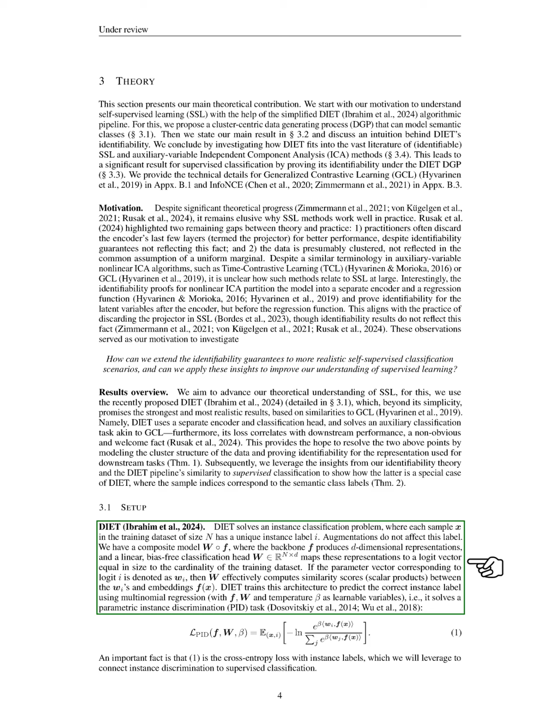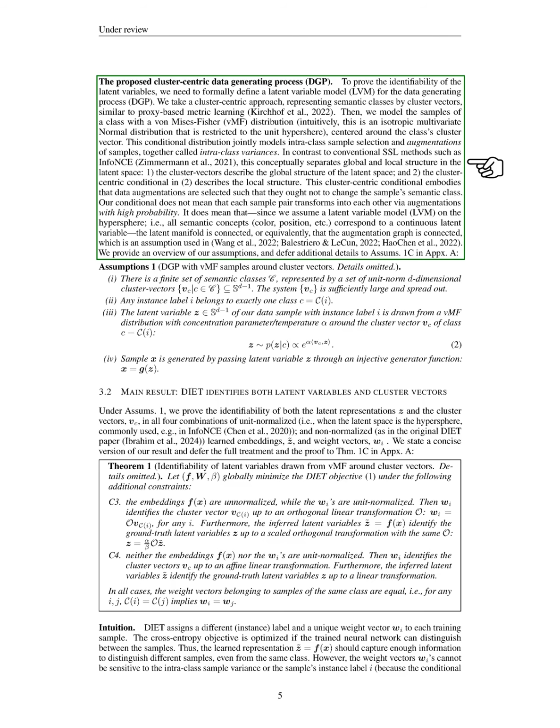Section. The proposed cluster-centric DGP. In this section, we propose a cluster-centric data generation process, DGP, to demonstrate the identifiability of latent variables. We define a latent variable model, LVM, for our DGP, using cluster vectors to represent semantic classes, similar to proxy-based metric learning. We model class samples with a von Mises-Fisher, VMF, distribution, which is like a multivariate normal distribution but constrained to the unit hypersphere, centered around the class's cluster vector.